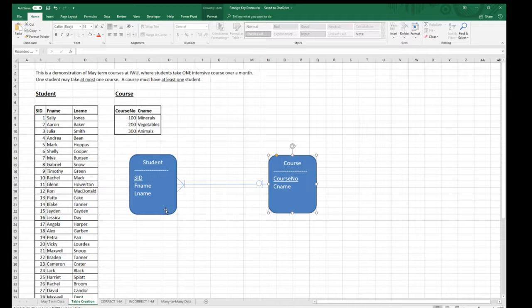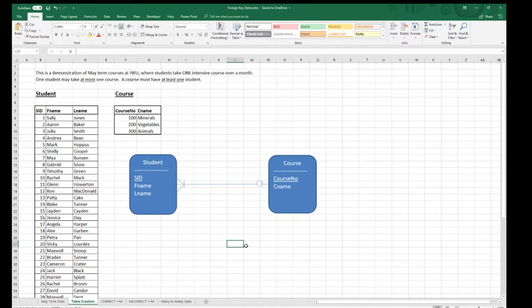So for a particular course, what's the maximum number of students? Well, that's many. And similarly, if I'm on the student side for a single student like Sally Jones, what's the maximum number of courses that they can take? Well, it's May term, and the rule is that they can only be enrolled in a maximum of one course. So I put the mark on here. But I also put the circle here to indicate that a particular student does not have to be enrolled in a course. So they'll just be in the system regardless.